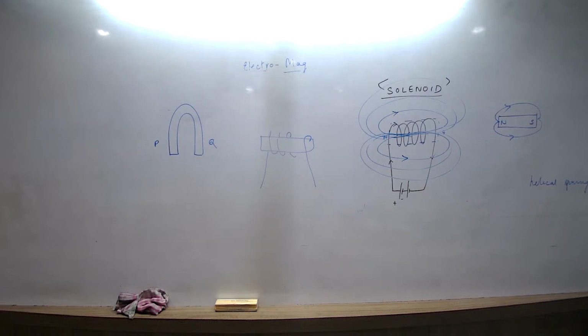Second one. What is the keyword here? Did you recognize what is the important point here? Yes, the strength can be changed. What is the third point? Polarity. Polarity can be reversed. So these are the 3 advantages of using an electromagnet over a permanent magnet.